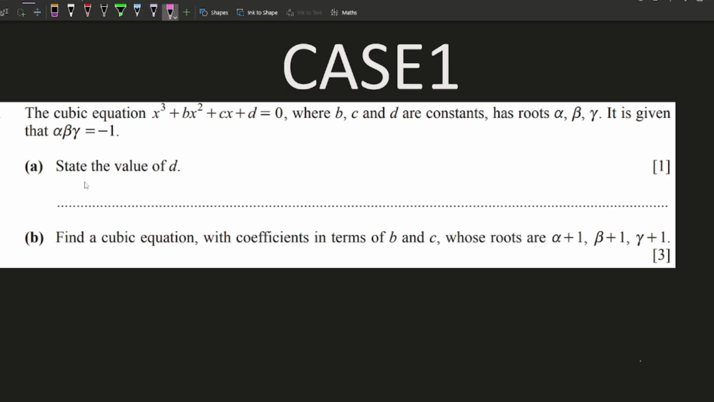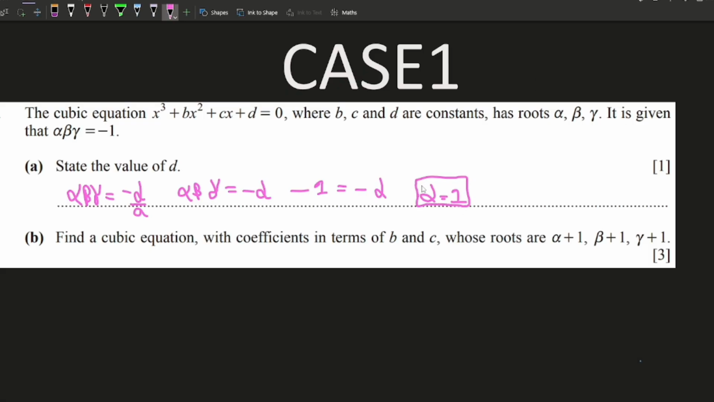So we already know that the product of roots alpha, beta, gamma is equals to minus d over a. The coefficient with x cubed, which is a, is 1, right? So we can write this as alpha, beta, gamma is equals to minus d. And we are given the value for product of roots, which is -1. So -1 is equals to minus d. Let's make d the subject. So d is equals to 1. This is our final answer.